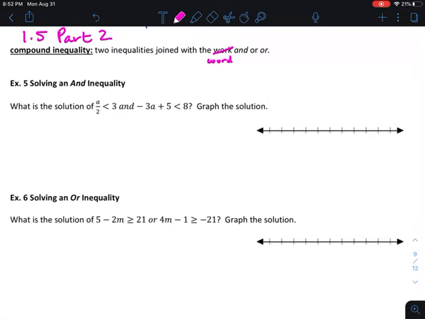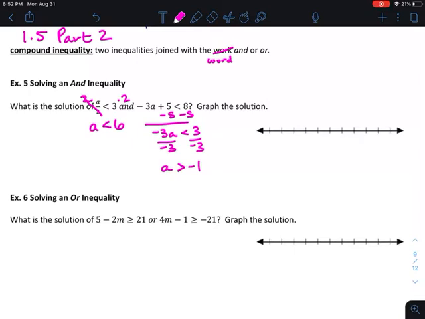So we're going to solve each of these individually and then graph the solution on a single number line. So a divided by 2 is less than 3. To get a by itself, we multiply by 2 on each side. That means a is less than 6. We'll hold tight and solve the other one. We have negative 3a plus 5 is less than 8. We subtract 5 and end up with negative 3a is less than 3. Dividing by negative 3, if you remember from the prior lesson, anytime you multiply or divide by a negative value, you have to switch your inequality sign. So that gives us a is greater than negative 1.